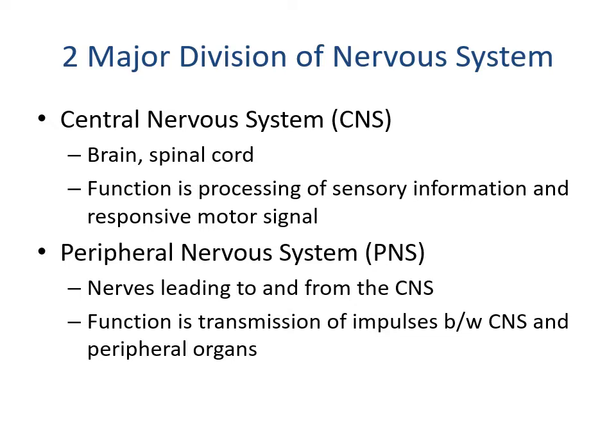There are two major divisions of the nervous system. So we have the central nervous system, which consists of the brain and spinal cord. The function of these organs is the processing of sensory information and responsive motor signals. The second division is the peripheral nervous system. So this is nerves leading to and from the central nervous system, and their function is the transmission of impulses between the central nervous system and peripheral organs.